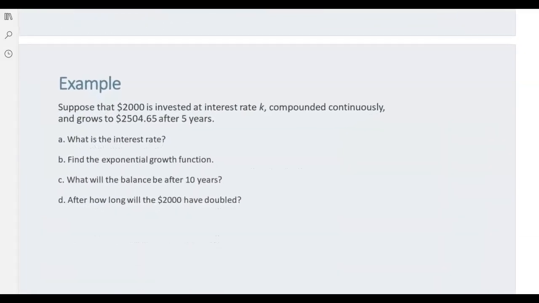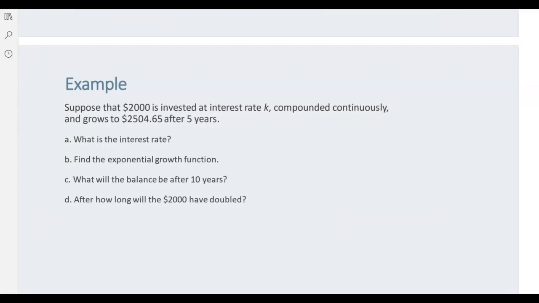Suppose that $2,000 is invested at a particular interest rate. We don't know what it is. And it's compounded continuously and grows to $2,504.65 after 5 years. We're going to figure out what the interest rate is.